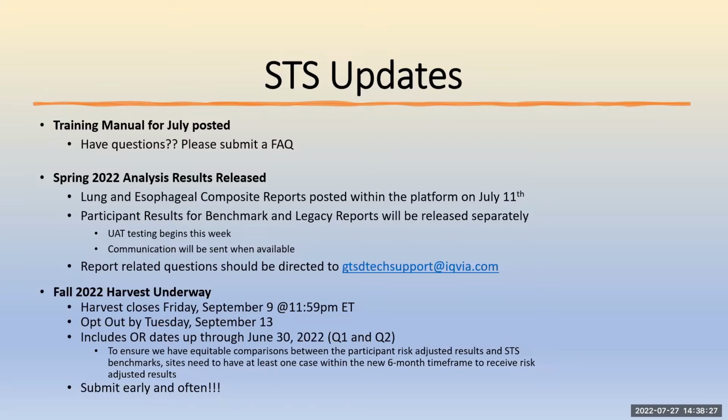But again, the fall 22 harvest does include OR dates up through June 30th of 2022. And of course, as stated earlier, we really do encourage you to submit that data early and often. Make sure that data is clean, pay attention to those mortality thresholds, make sure your mortality variables are clean, not missing data. So again, if you have any questions, please reach out to us and we're happy to assist in any way.